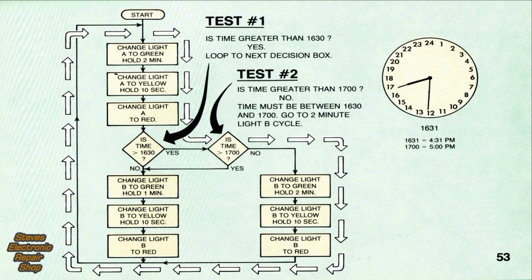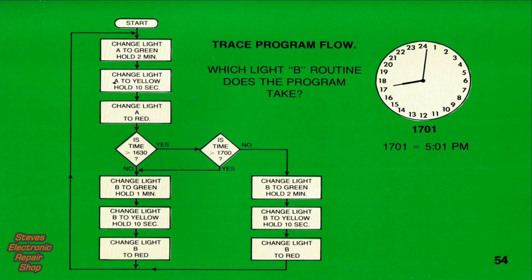But what happens after 1700? You should be able to do this one. The time is 17:01, or 5:01 p.m. Trace program flow at this time. Which light B routine does the program take?